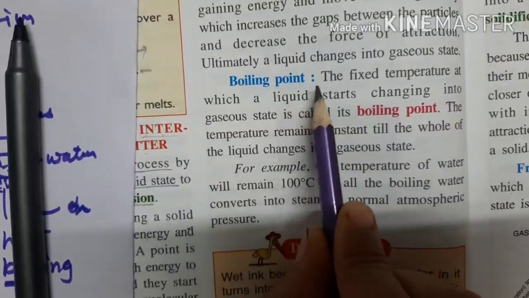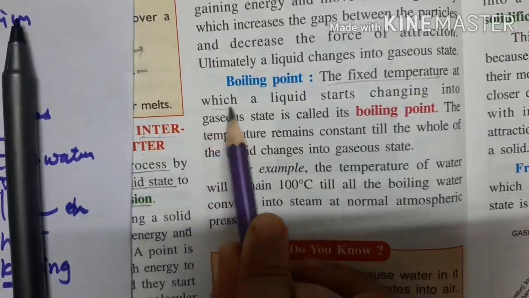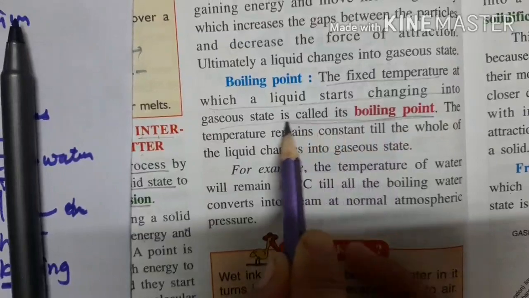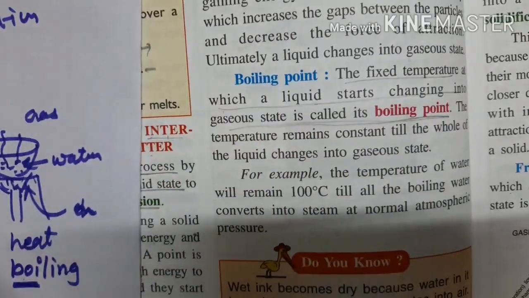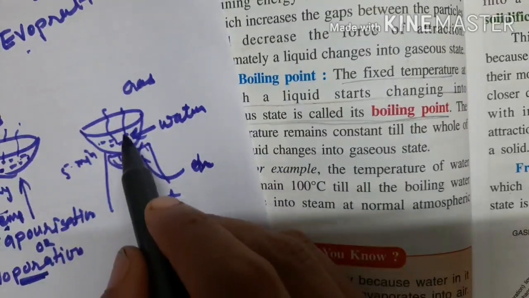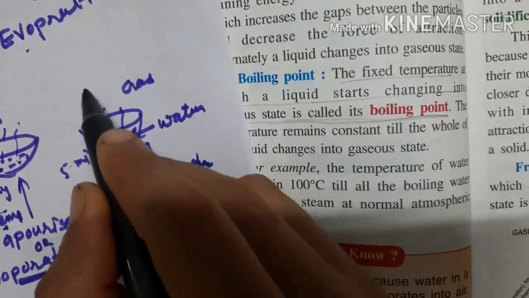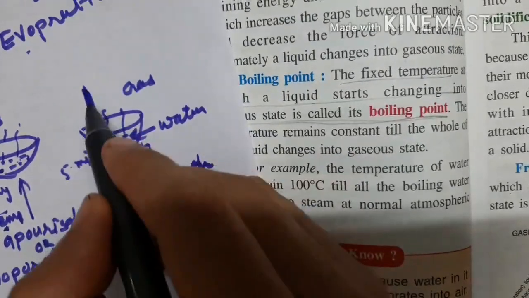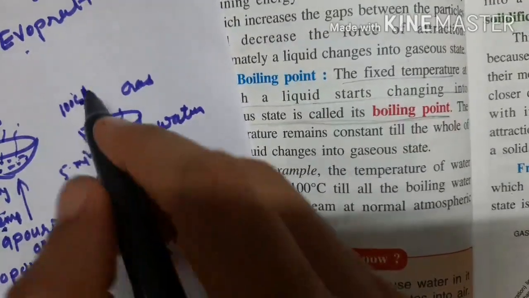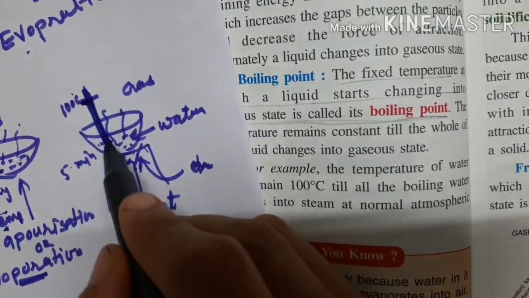So the next point, the boiling point. As I told you, the fixed temperature at which a liquid starts changing into the gaseous state is called its boiling point. For example, water. Suppose you take water and measure the initial temperature with a thermometer. Now when you heat it, the temperature will reach 100 degrees centigrade, and at that time the water is boiling.